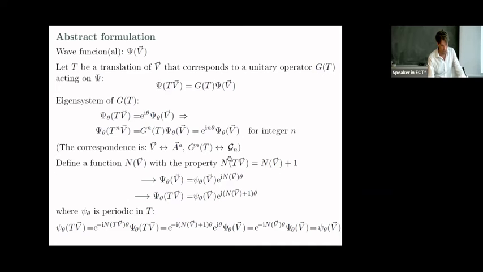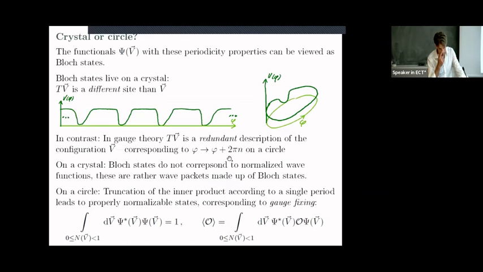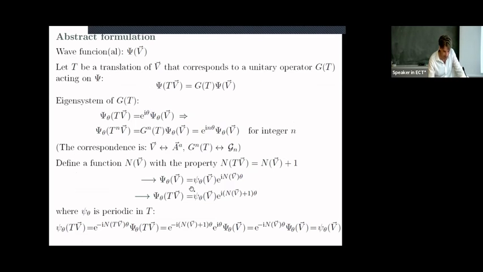Okay, so if you look at this abstract formulation, you see that it applies to gauge theory as well as to a particle on a circle. So this is really the essential point. So let's dumb this down to a particle on a circle. So the wave functionals with these periodicity conditions, the way this is written here, of course, we recognize as Bloch states, and that's probably what people have also seen like 50 years ago when they first thought about that.